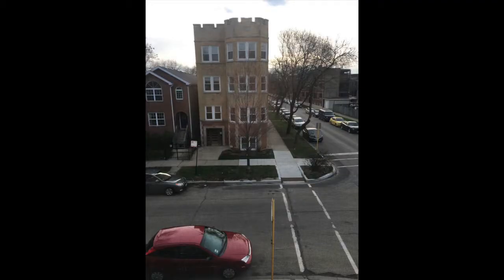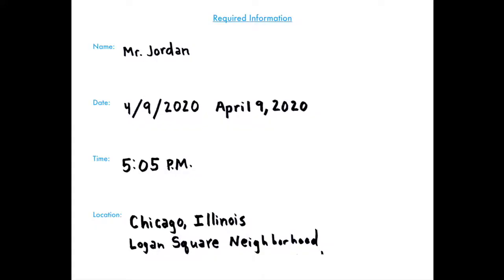This is what I saw from the window I chose to look out of. Just so you can see what I've done, I've drawn or written my answers along with the instructions. Here I filled out my name, Mr. Jordan, the date which I did my activity on, April 9th, 2020. I provided two different ways that you can write that. I also provided the time of day which I did the activity and the location. I live in the Logan Square neighborhood in Chicago, Illinois.